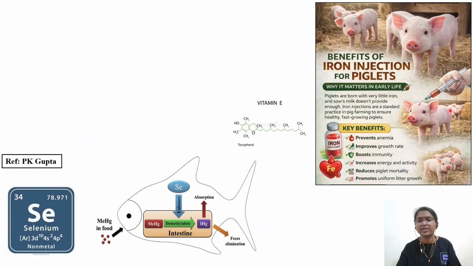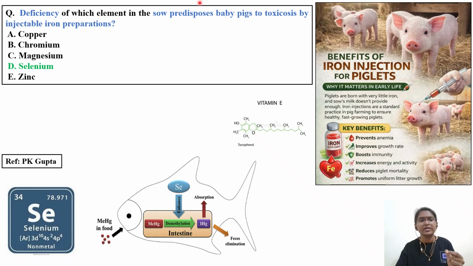Next, one important last question we'll see. Deficiency of which element, particularly in the case of sows, where the cattle fodder predisposes baby pigs to toxicosis by injectable iron preparation? Whenever the fodder is deficient of this particular metal, then you have to give injections. What injections? Iron injections. So the right answer will be selenium. Pigs consuming certain fodder that is deficient in selenium, in that case, what you have to give to these pigs is selenium.